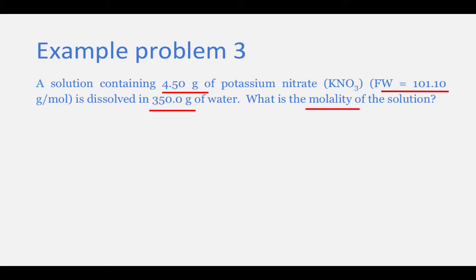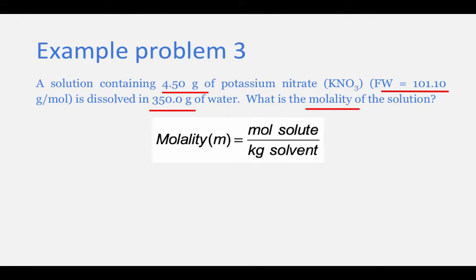Third, what do you know? The definition of molality is moles of solute divided by kilograms of solvent. So you already know the denominator. It is the 350.00 grams divided by 1,000 to give you 0.35000 kilograms. To find the numerator, you will need to convert the grams they give you into moles. Fourth, how to find out what you don't know.